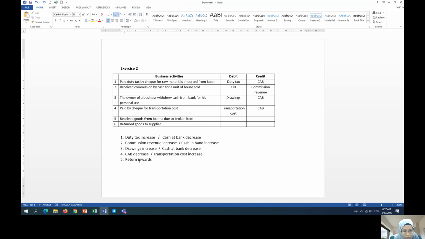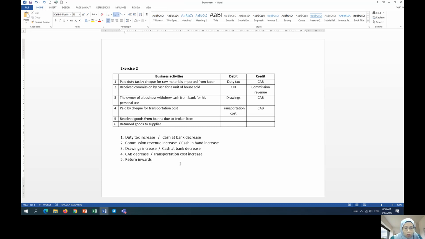Jadi berlaku pulangan masuk. What is the other name for return inwards? Sales return ke ataupun purchases return? Sales return. Okay, pulangan jualan. Sebelum ni barang yang kita jual kepada Joanna dipulangkan semula kepada kita. So berlaku sales return. But I would prefer to use the words return inwards.